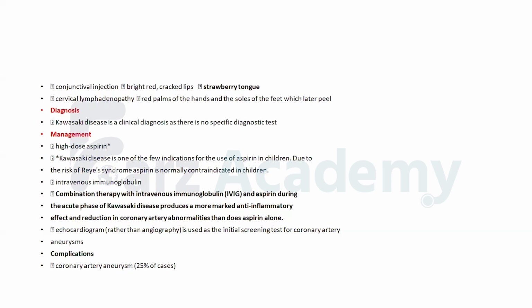Then you will give intravenous immunoglobulins. Combination therapy with IV immunoglobulins and aspirin during the acute phase of Kawasaki's disease produces a more marked anti-inflammatory effect and reduction in coronary artery abnormalities than does aspirin alone. Echocardiogram rather than angiography is used as the initial screening test for coronary artery aneurysm. The complication is coronary artery aneurysm, in 25% of the cases.